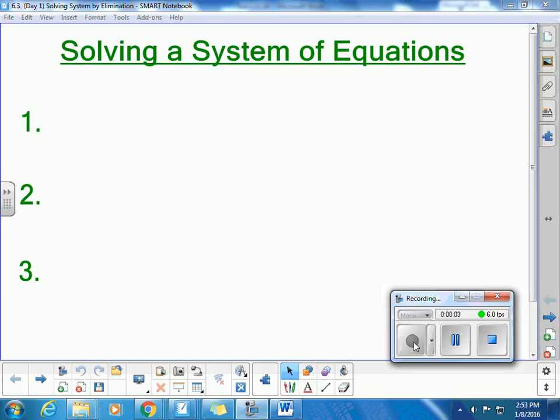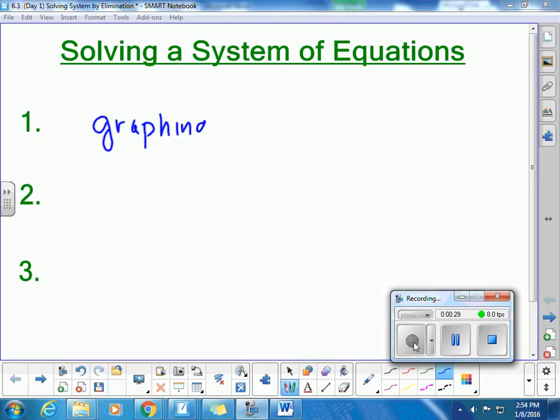Good morning. Today we are working on chapter 6, section 3, and this is the first day of it. And it's solving systems again. So far we've learned solving systems of equations by, somebody tell me what we've learned? We should say graphing. We've learned solving systems by substitution.